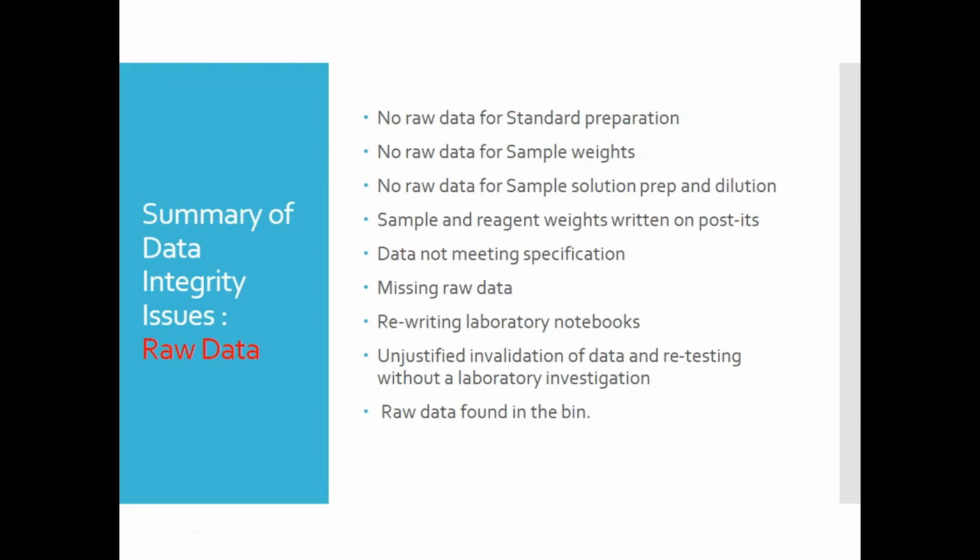Sample and reagent weights are written on small pieces of paper or post-its and transcribed onto analytical worksheets, and then the small pieces of paper are discarded. Auditors love looking in bins for that reason. Destruction of raw data not meeting specification or missing raw data from notebooks, or rewriting laboratory notebooks where you're transcribing from one notebook to another. Unjustified invalidation of data and retesting without a laboratory investigation or deviation. And again, raw data found in the bin, or even raw data found in analysts' work area or in their drawers, or sometimes in their lockers.